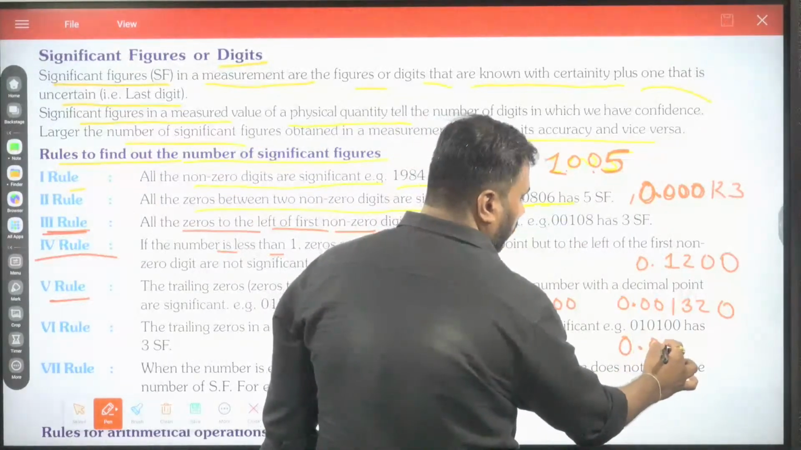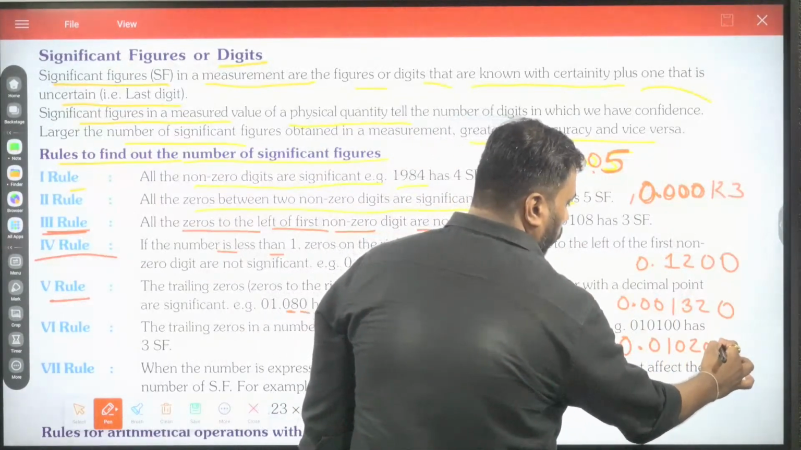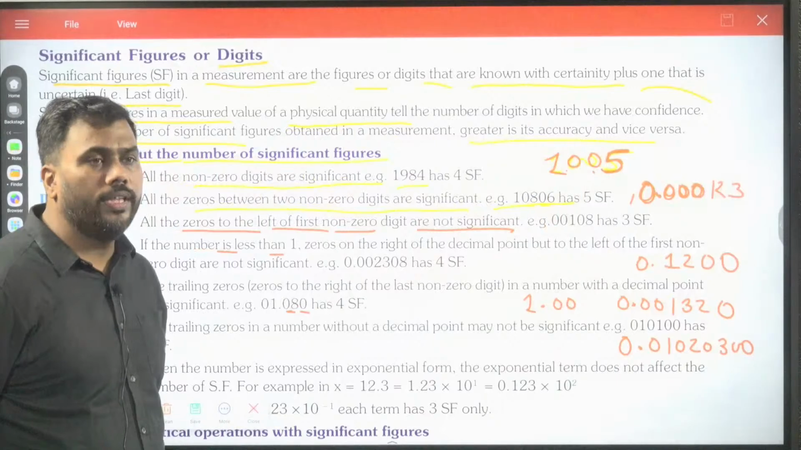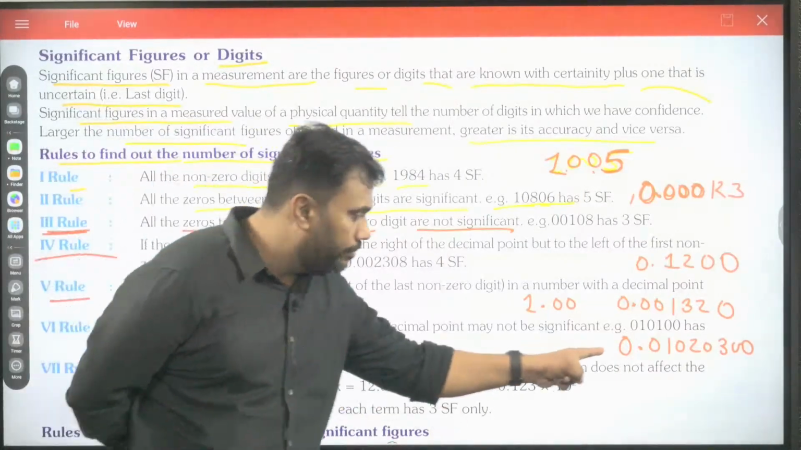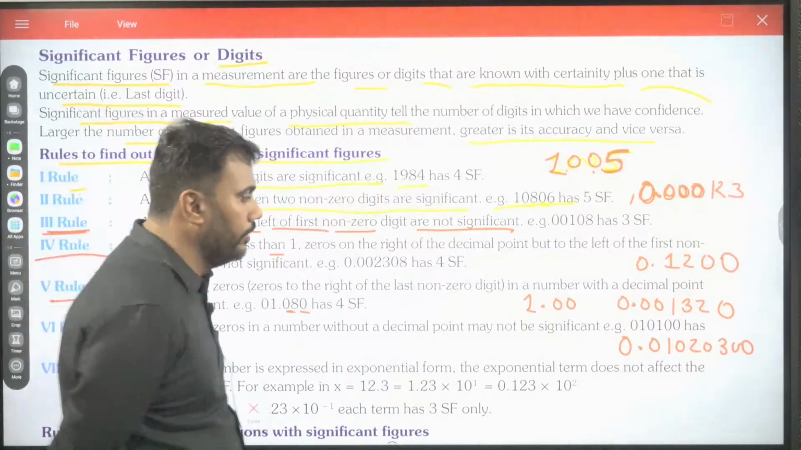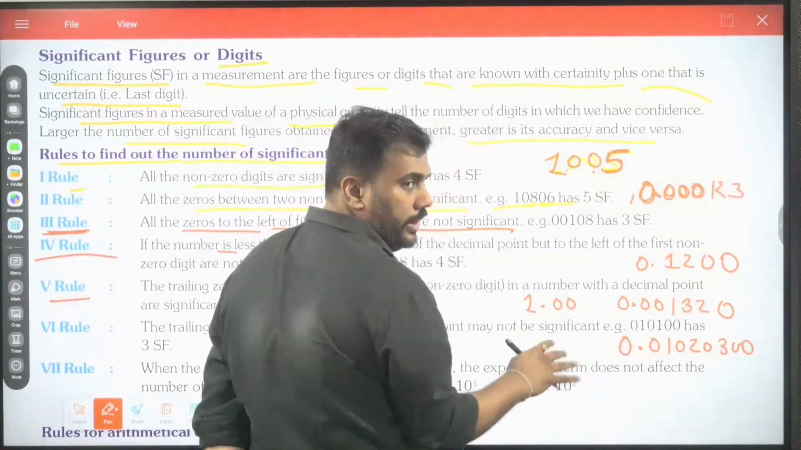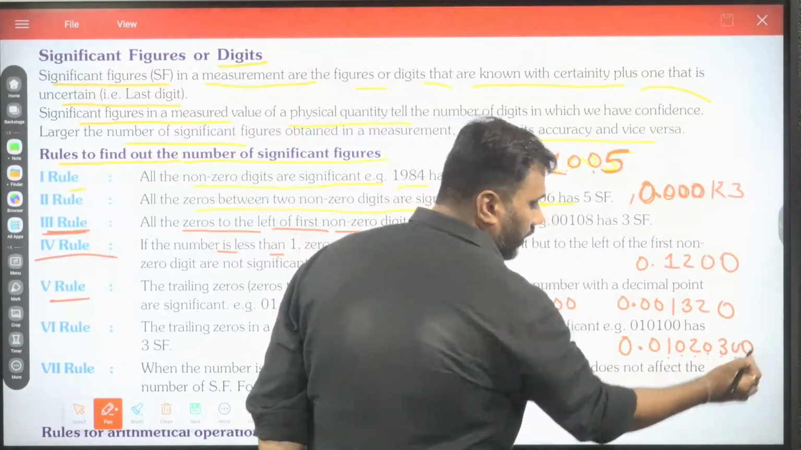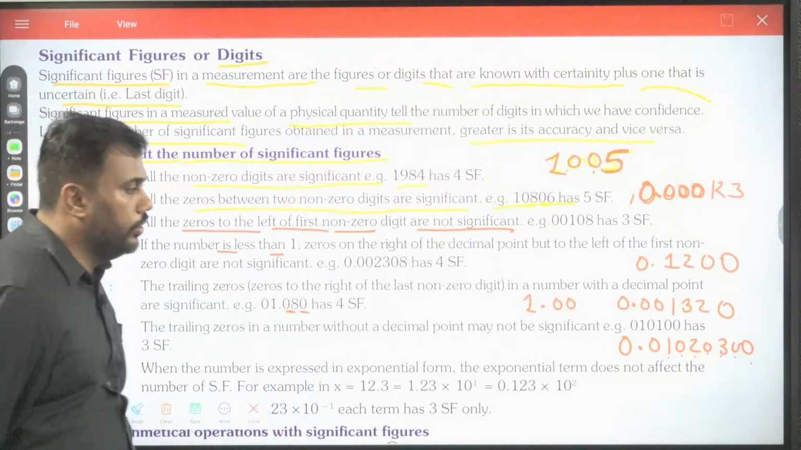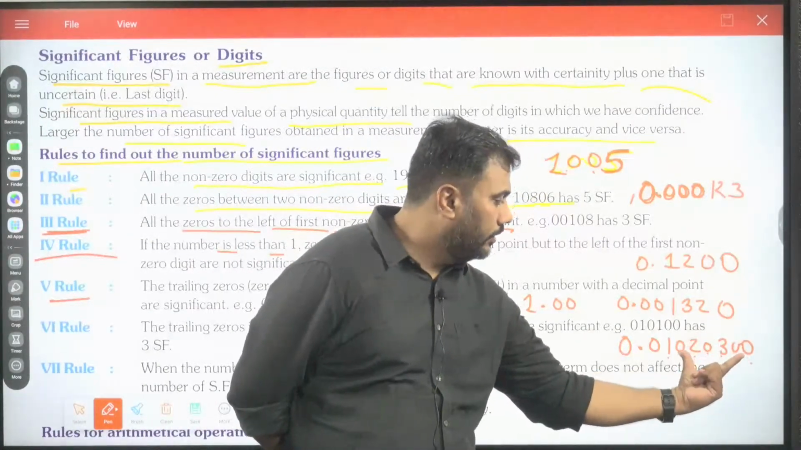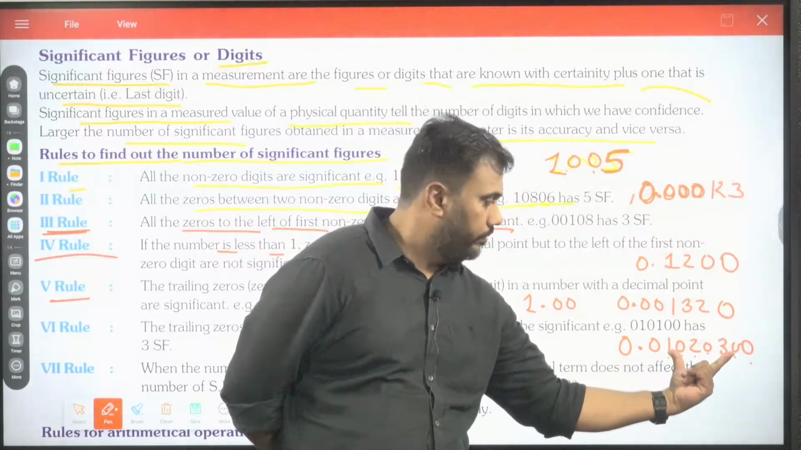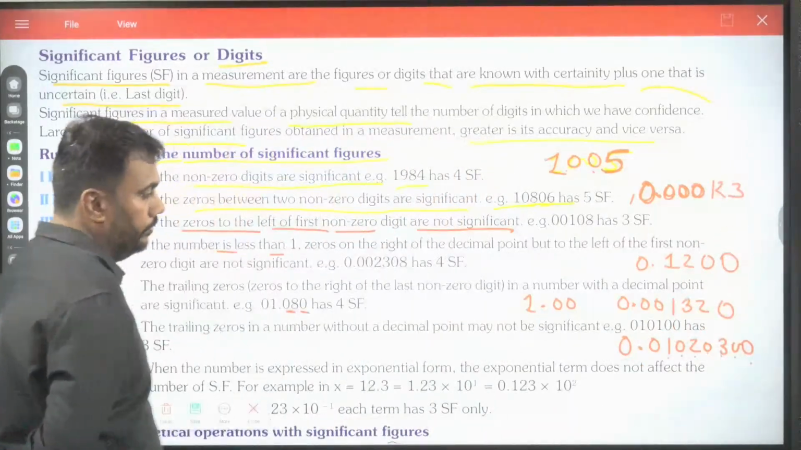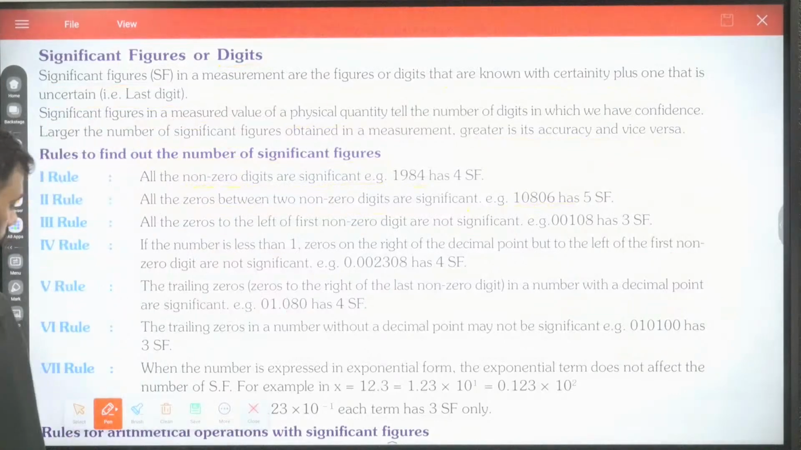One more example, 0.010200300. Tell me how many significant digits are there in this last example? 7. Very good. The zero before the first non-zero digit is not significant, but after that: 1, 2, 3, 4, 5, 6, 7. There are 7 significant digits here. Any 0 after a non-zero digit is significant. Very good.